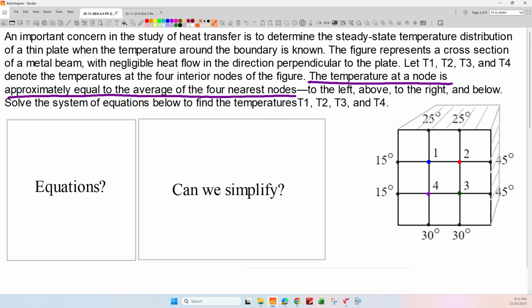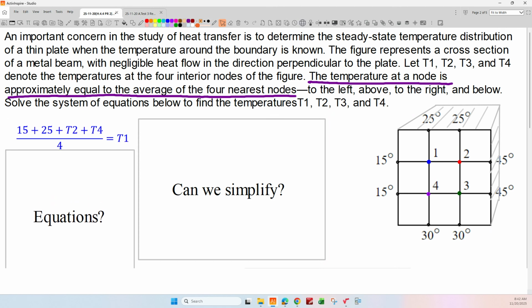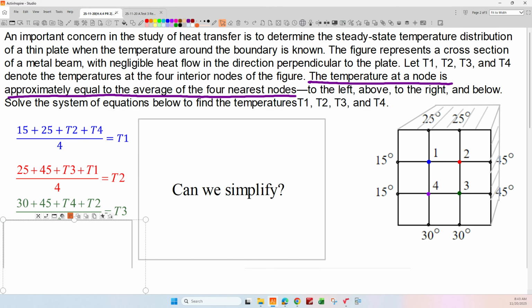Yeah, I just add them up and divide by 4. Okay, so then we end up with one of our equations being that. T1 is equal to the average of those 4 temperatures that surround it. For node 2, I'm going to do the same thing for all 4 of those nodes. For node number 2, it would be node 1, node 3, 4, and 5, and so on. And I can just do that for all of them. And there are my 4 equations.